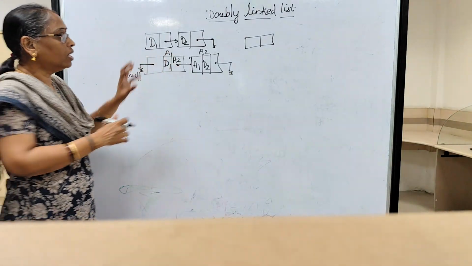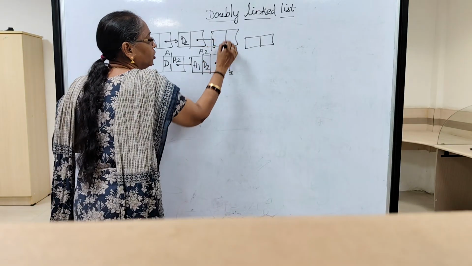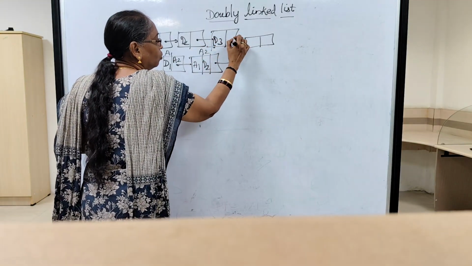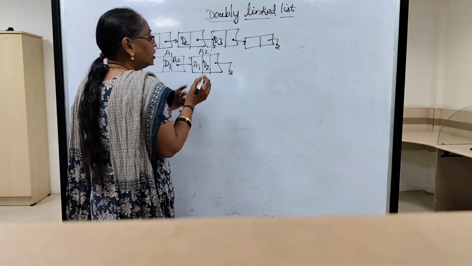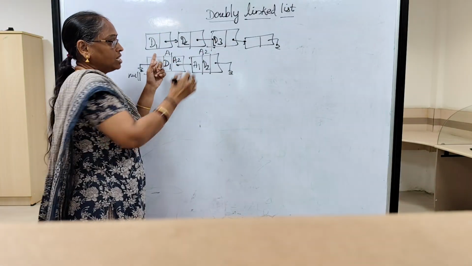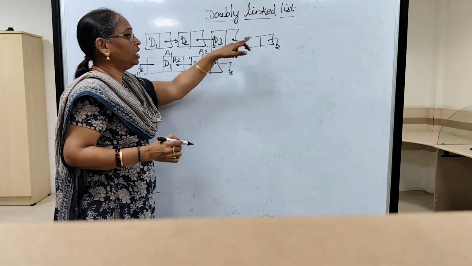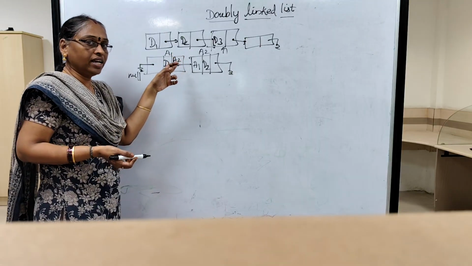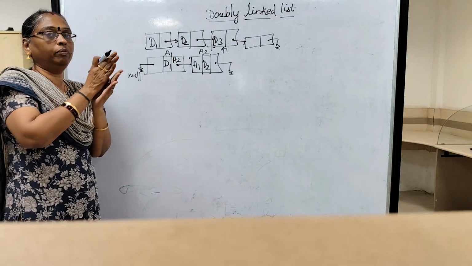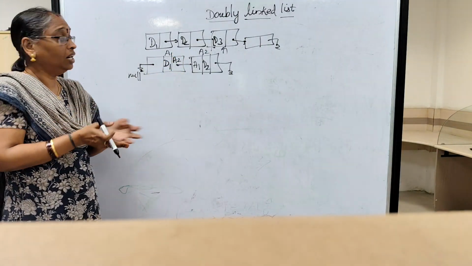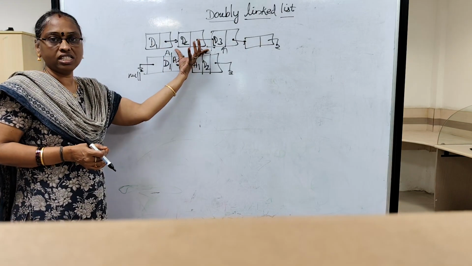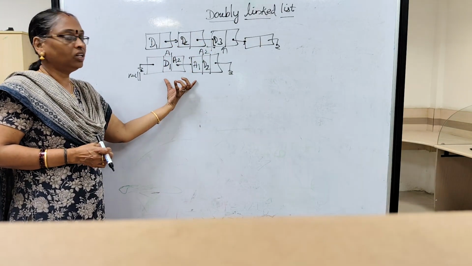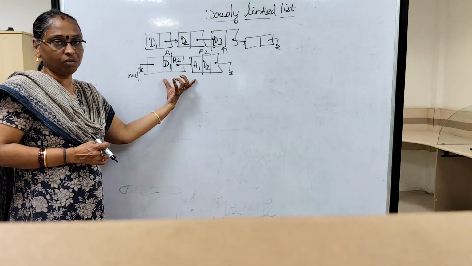For example, if I am in a particular node and I want to traverse in the other direction. For example, I am here, I can traverse only in this way. I cannot traverse back to this D2. But in some applications, I need to check both the previous and the next one. In that case, I cannot do it with the singly linked list. So for those particular scenarios, we can use this doubly linked list.